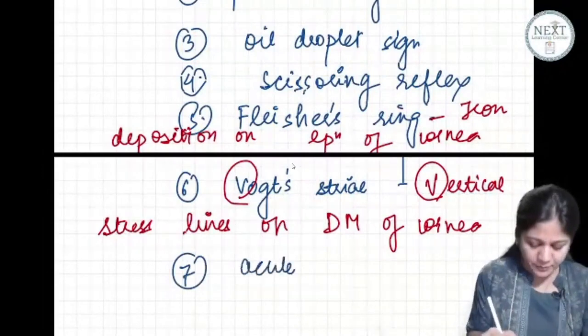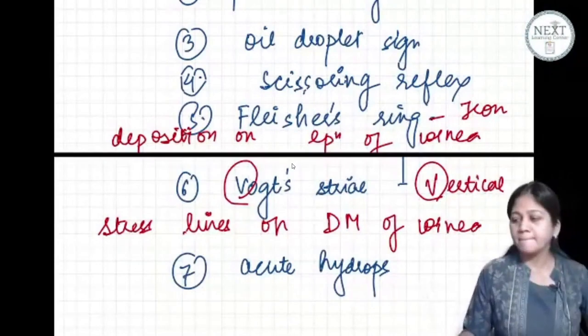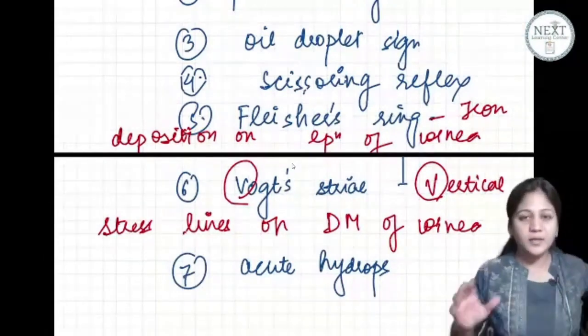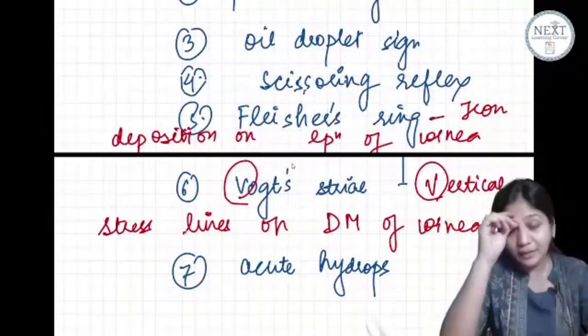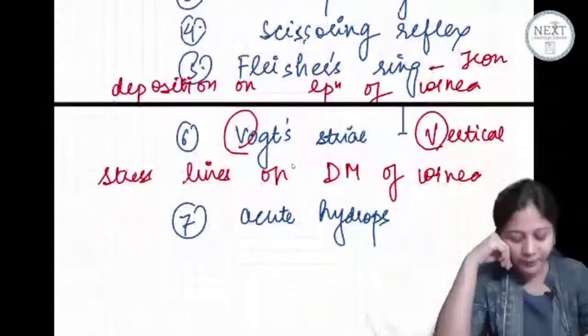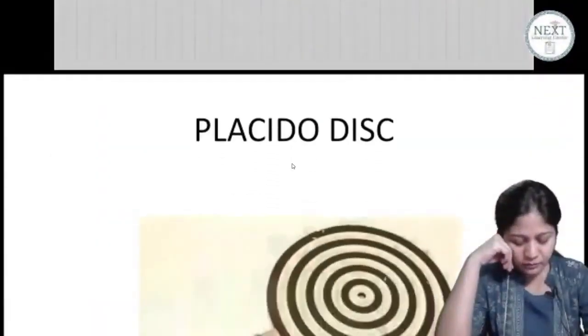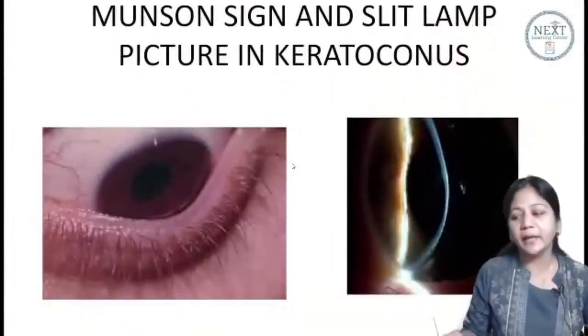Acute hydrops. So guys, first of all the signs are very important. So these are the signs. Now if you need some explanation, I will tell you one by one. Please see. So this is your first sign, Munson sign. All of you please see.